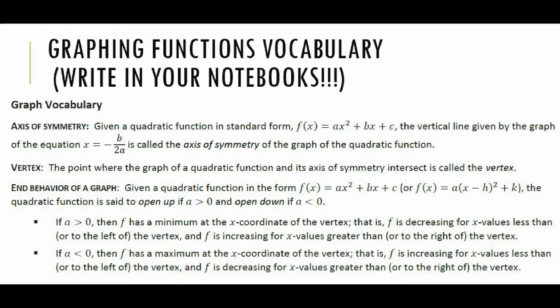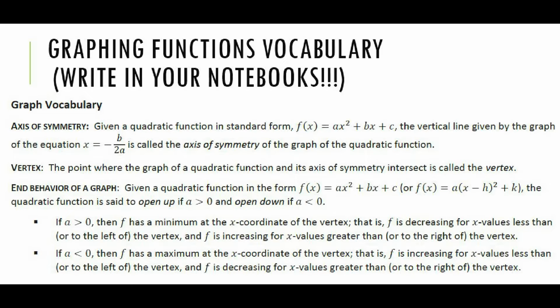Next vocab word is vertex. So the vertex is the point where the graph of the quadratic function intersects the axis of symmetry. The vertex is going to be either the highest point of the parabola if it opens down, or the lowest point of the parabola if it opens up.